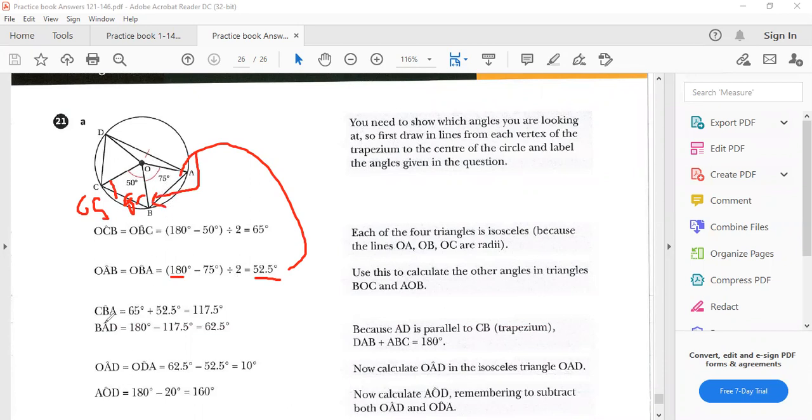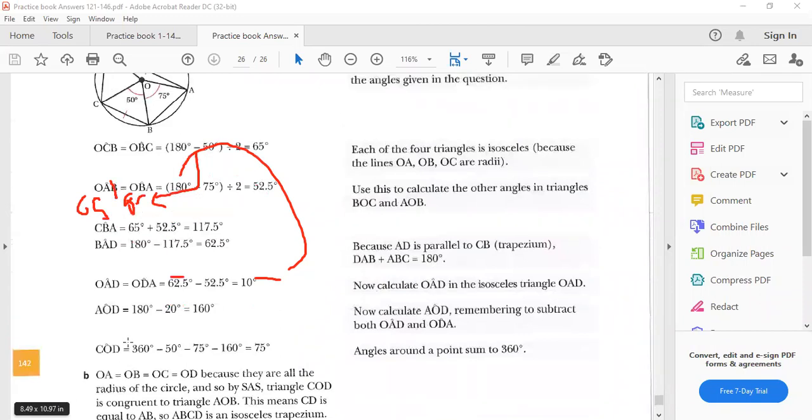Now CBA. Once we add 65, because B and these two angles we are adding, I get 170. Minus 180, because the sum of a triangle is equal to 180, so that is equal to 62.5. 62.5 minus 52.5 is equal to 10. And 10 we multiply by 2, it's equal to 20. So 180 minus 20 is equal to 160.